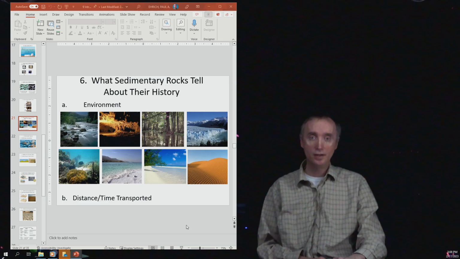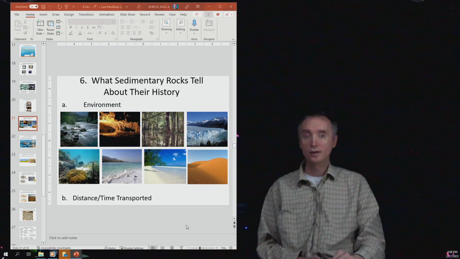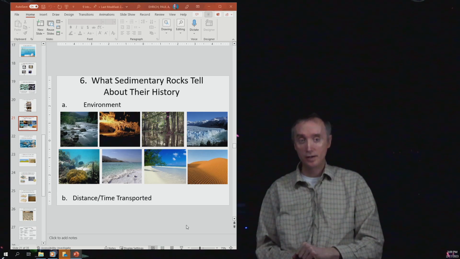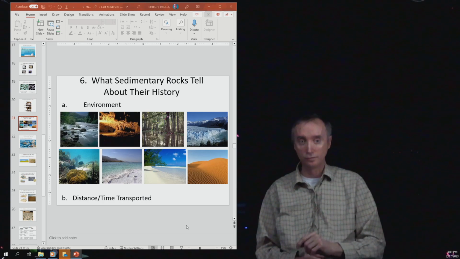Okay, the one that's next to it is going to be a swamp. So you tend to find peat and coal in a swamp. So if you do find those sedimentary rocks, it's telling you something about where it came from. Also, if you find peat, then that means it wasn't in that environment for very long, because if it was in that environment for a longer period of time, the peat would have turned into coal.